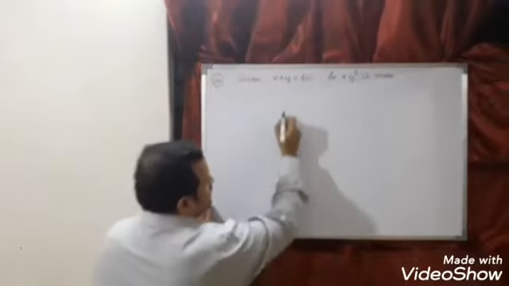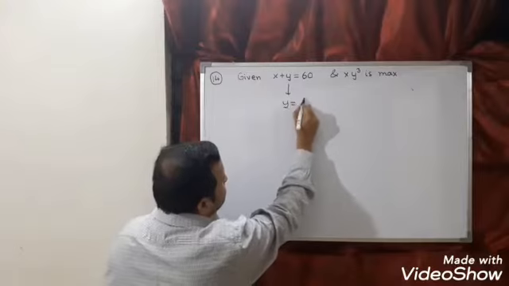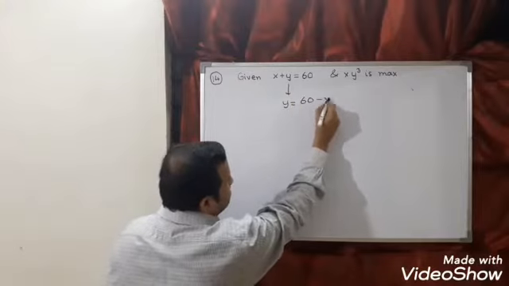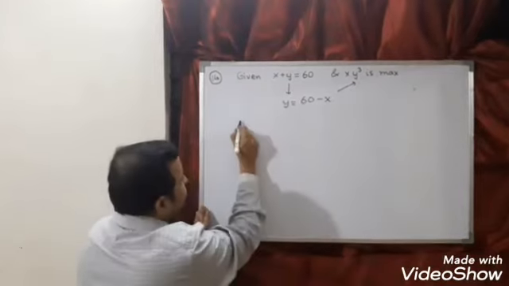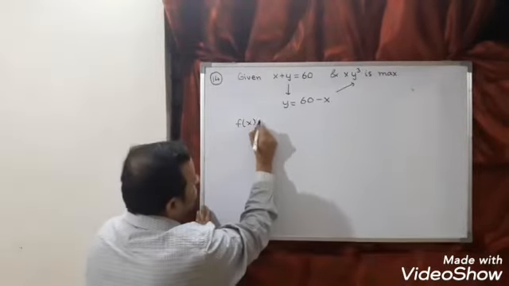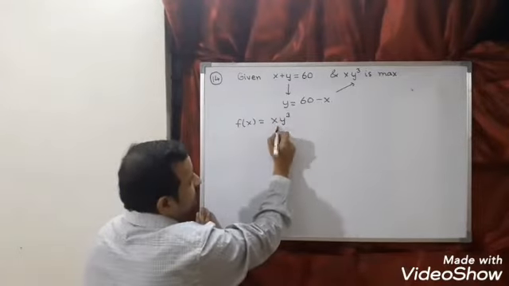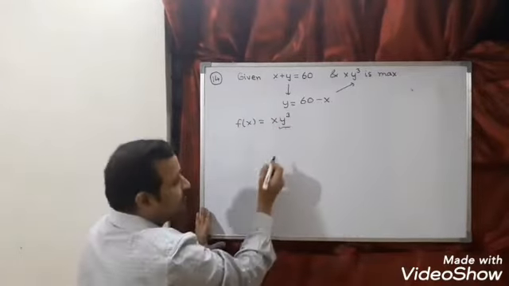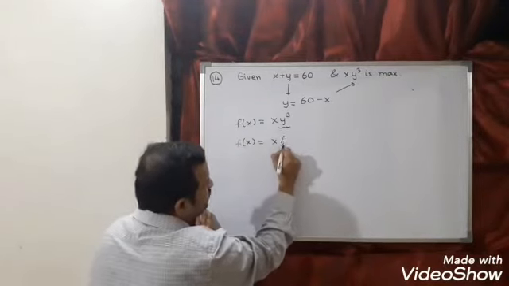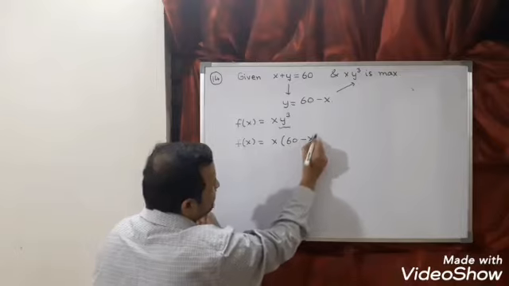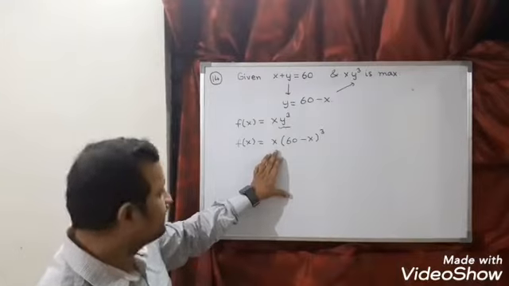Let us see this. So from this, what is the value of y? Y we can write as 60 minus x. So this value I am keeping here. So here I can say f of x is equal to x y cube. In place of y, I am keeping this value. So f of x is equal to x into (60 minus x) cube. So this is a polynomial, so apply the working rule.